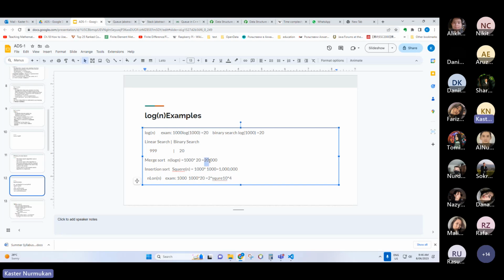So in this case, good. Merge sort should be better than insertion sort. You should know, but we will be explaining that in the future. Don't worry if you didn't understand merge sort or insertion sort, it doesn't matter.